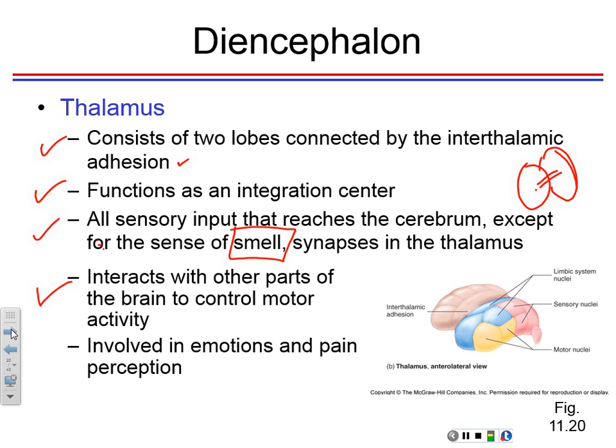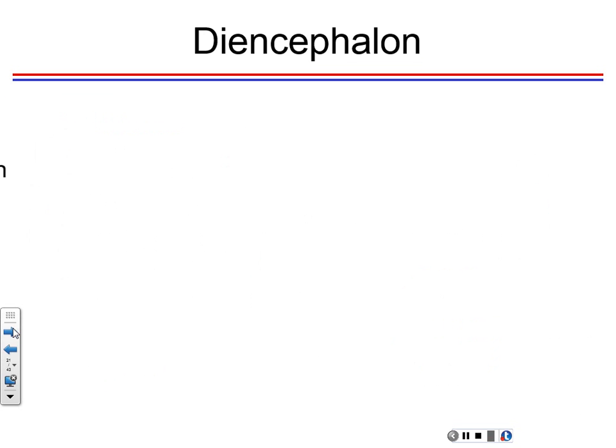Okay? So it interacts with other parts of the brain, of course, controls motor activity, like I said, and directs all the sensory information to the proper part in the brain that takes care of that particular sense. And we'll be talking about different parts of the brain and their functions. And of course it's involved in emotions and pain because it receives all the sensory input. So it perceives the sensory input into an emotional response. Okay, so that's what the thalamus does. It's pretty much a control center, a triaging center.